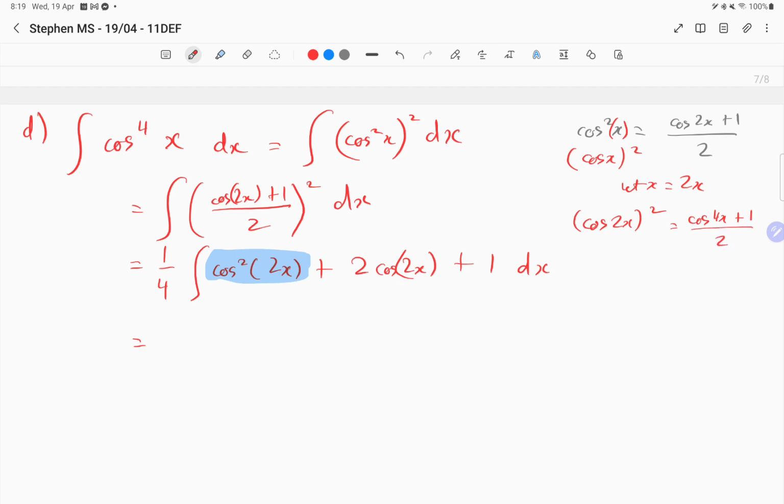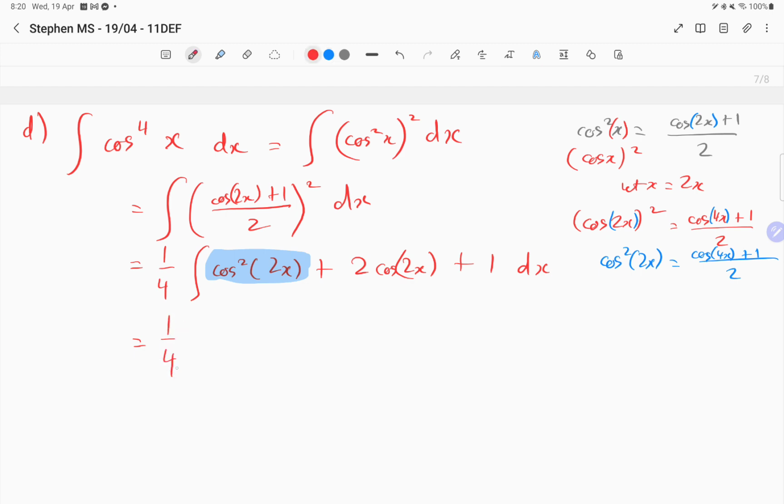Does that make sense? Where'd the... It's 2 times 2x. So instead of x, I replace x on both sides with 2x. Okay, I think I get that. So this is cos squared 2x, which would be the same as cos 4x plus 1 over 2. Make sense? Put that one in one more time.